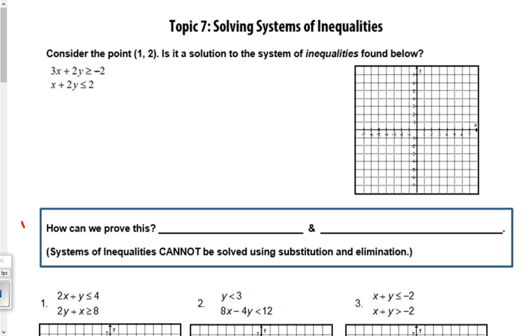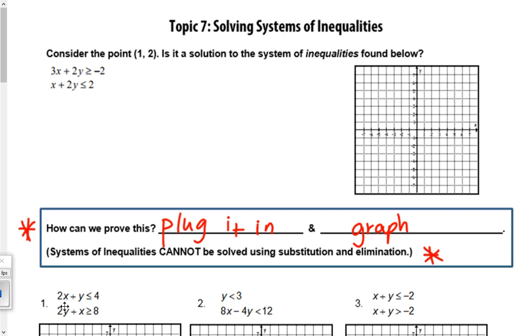We'll jump down here to this box. The only way we can answer yes or no is by doing one of two things. We can either plug it in, or we can graph. Then, take a look at this note down here. It says systems of inequalities cannot be solved using substitution or elimination.